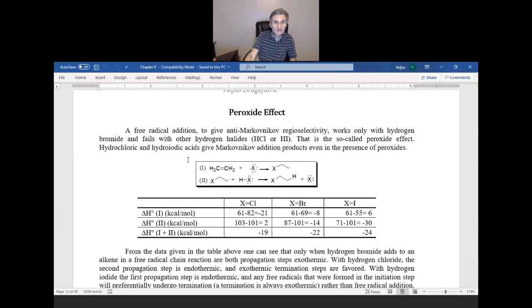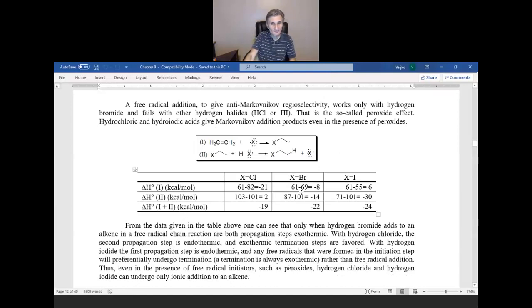Only hydrogen bromide in general can add under free radical conditions. That's because both propagation steps, first and second, must be exothermic for free radical reaction to propagate. If only one of them is not exothermic, if one of them is endothermic, it's unfavorable. And reaction then proceeds through alternate mechanism that is more favorable, and that's carbocationic mechanism. And so addition of HCl or HI proceeds only through carbocationic mechanism, even if we try to carry out reaction under free radical conditions. So this applies only to HBr.